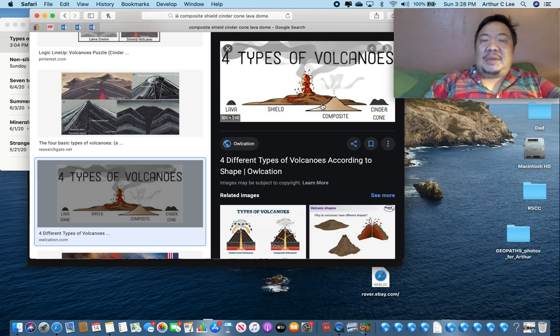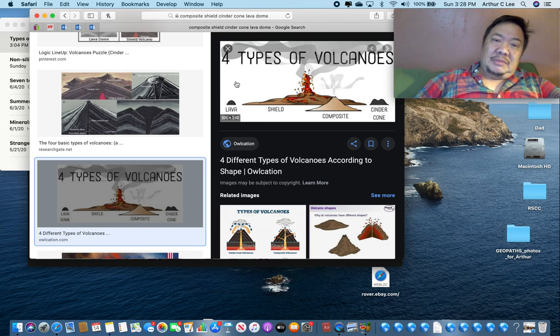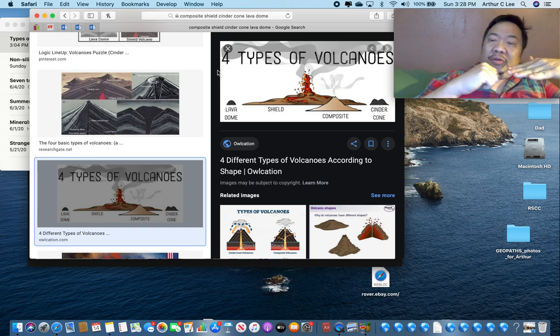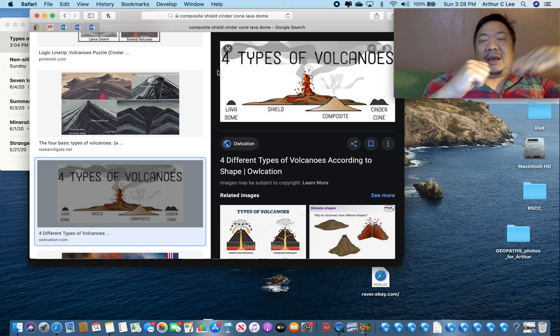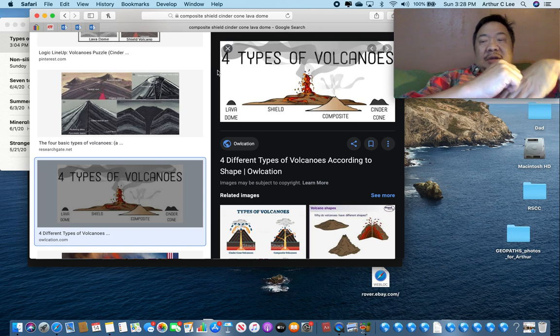Composite volcanoes are formed at subduction zones. You need to remember that. The violent, dangerous volcanoes are formed at subduction zones. And the reason why is because when continental lithosphere collides with oceanic lithosphere, it subducts. Continental lithosphere is more felsic. That means it's silica-rich. So this silica-rich lava, a magma, rises to the surface.